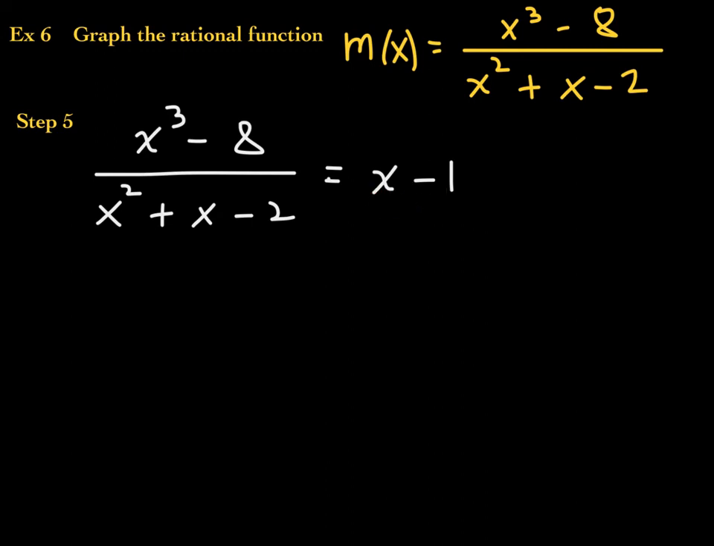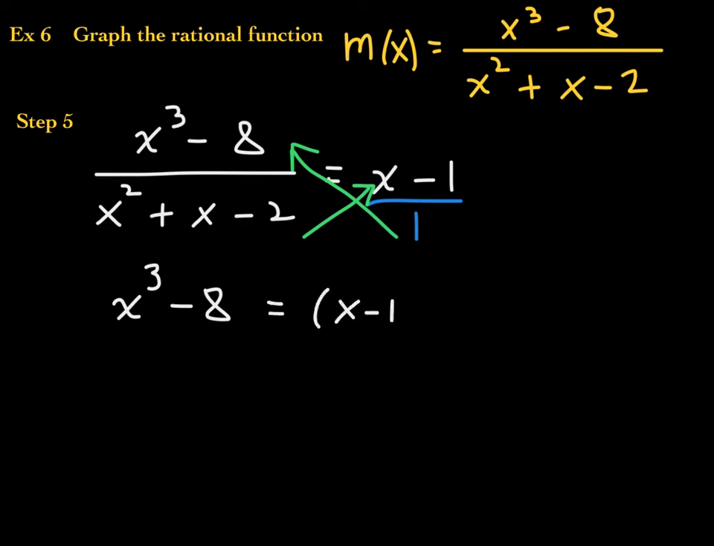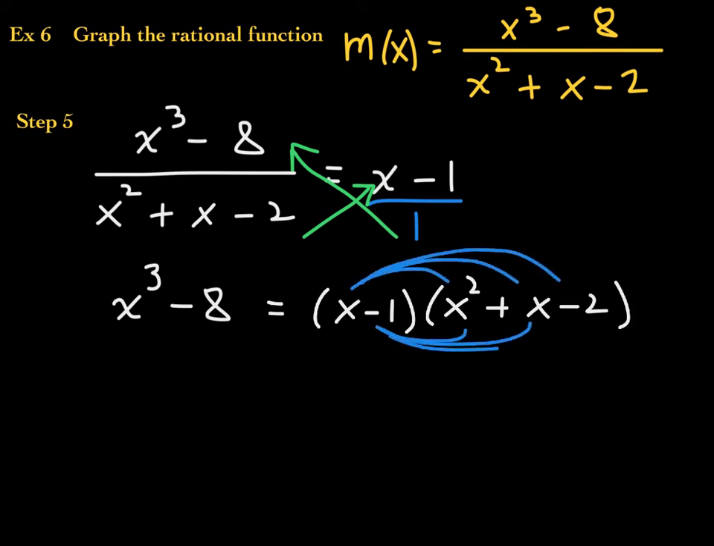Now remember that x minus 1 really has an invisible 1 underneath. You can cross multiply here to solve this for x. Now the left hand side will just be x cubed minus 8 times 1, which is still just x cubed minus 8. The right hand side will be x minus 1 times x squared plus x minus 2. Let's distribute the x here, and then we'll distribute the negative 1 there, all right?